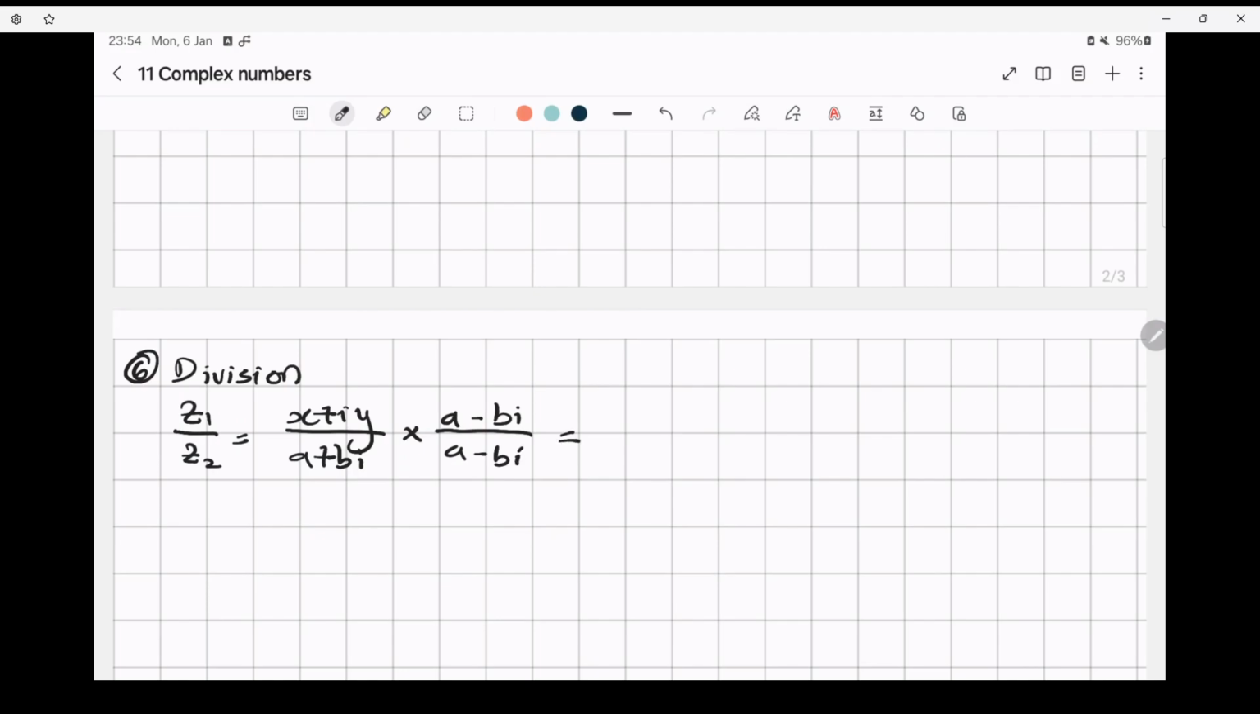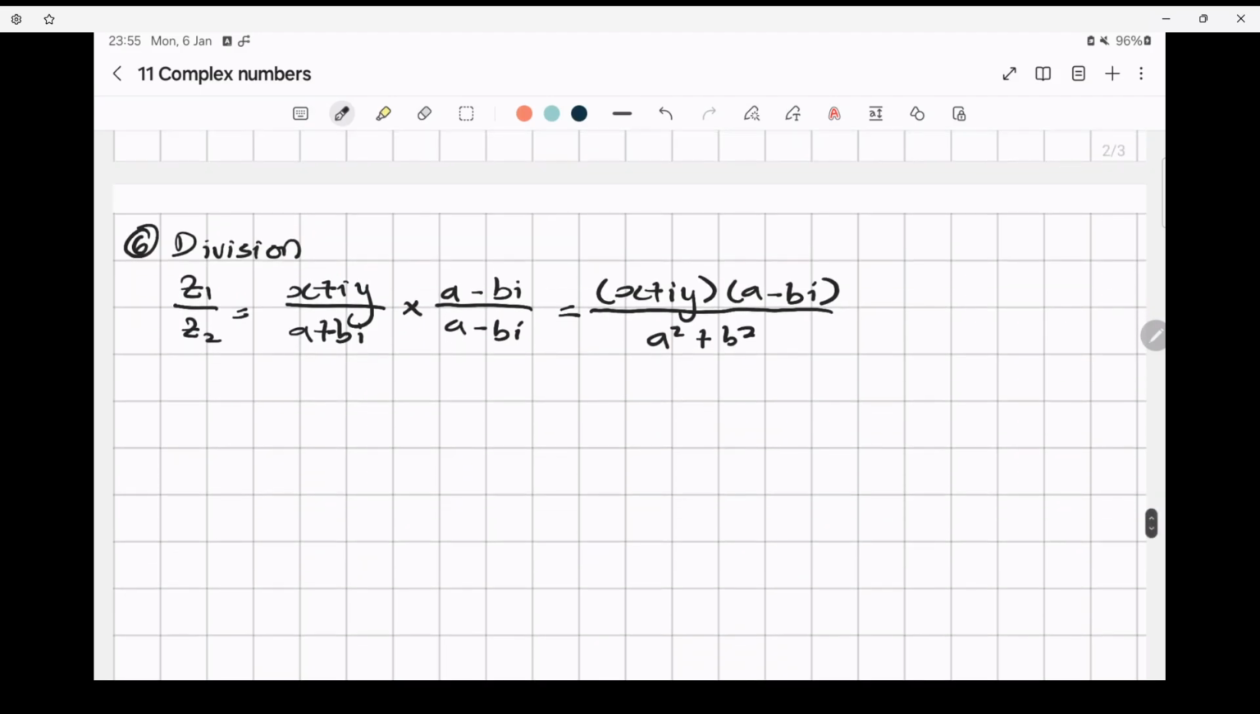Once you perform the multiplication, on top you will multiply x plus iy with a minus bi. At the bottom we already see what will happen. This is basically a squared plus b squared. Then you just perform the multiplication as usual. So you have ax minus bxi plus ayi minus byi squared, divided by a squared plus b squared.